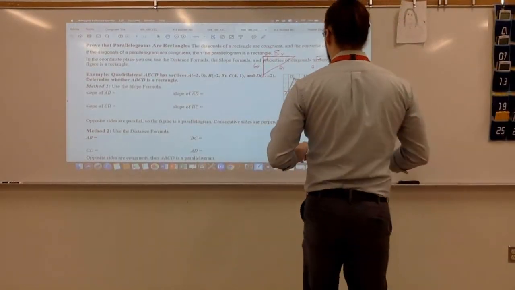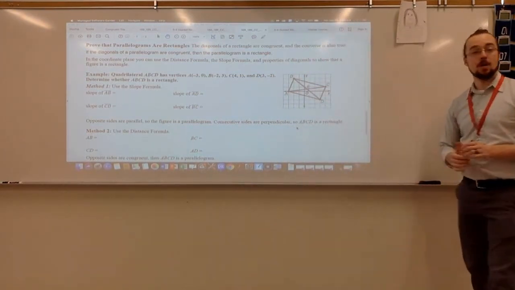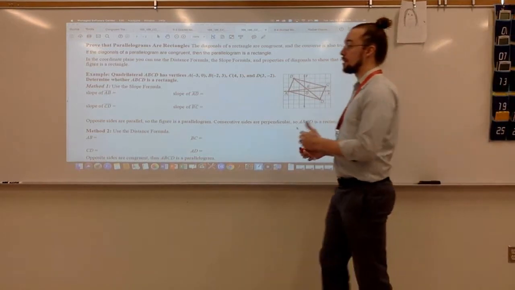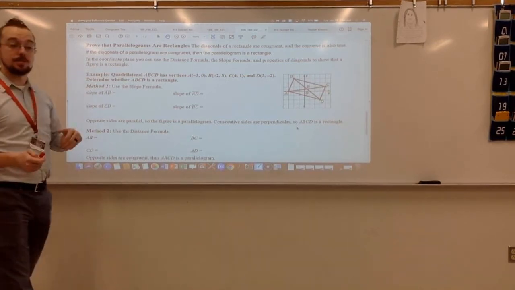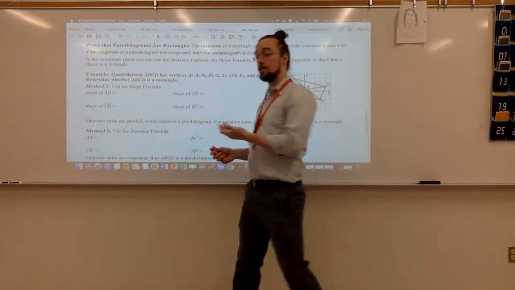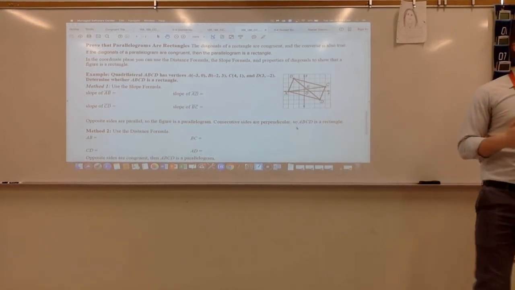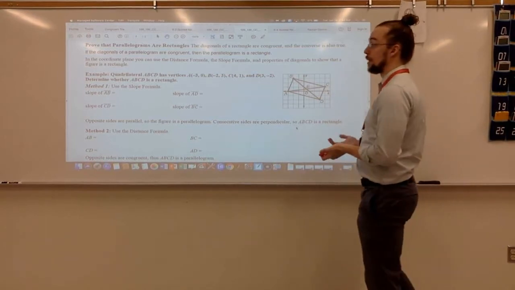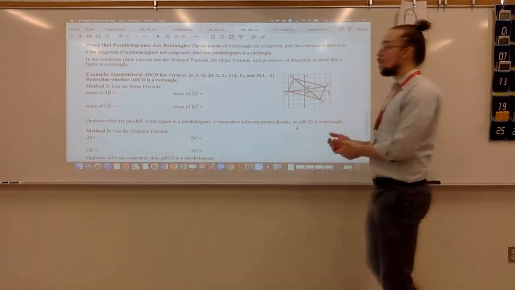All right, and let's flip over to the back. And let's talk about proving that a figure is a rectangle on a coordinate plane. If you remember, we talked about proving that something is a parallelogram on a coordinate plane using a couple of different methods. One was using slope and finding that opposite sides are parallel, or have the same slope. The other way was using the distance formula and showing that opposite sides are congruent. We can do similar things for a rectangle. We would just have to take it one step further.